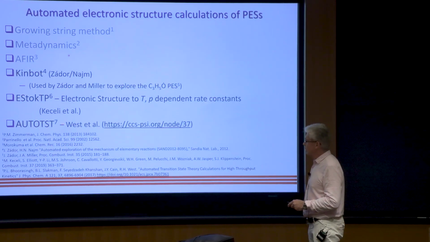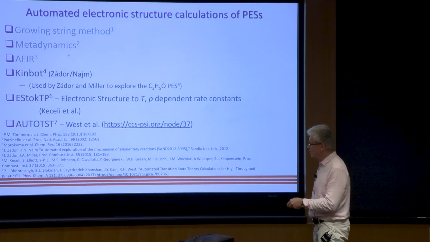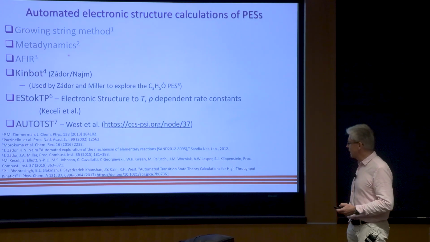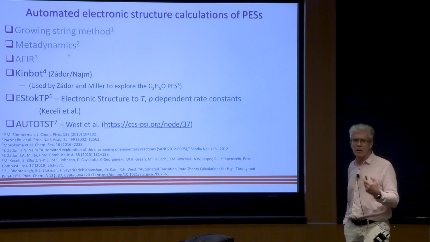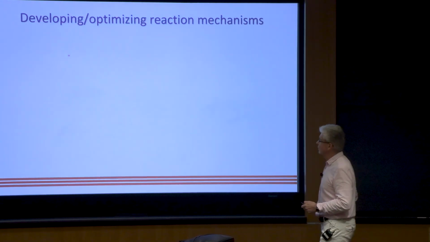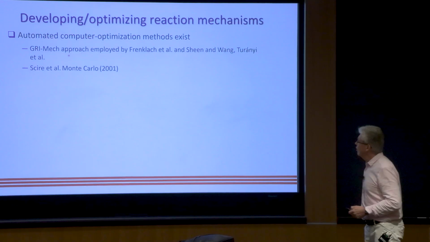This is from Richard West's group, and there's a link here. I included the link. It's not in your original notes, but there's a link here and the reference to the automated transition state theory calculations for high throughput kinetics. So there are codes now that you can use to do these calculations for you. Really, that's the point.